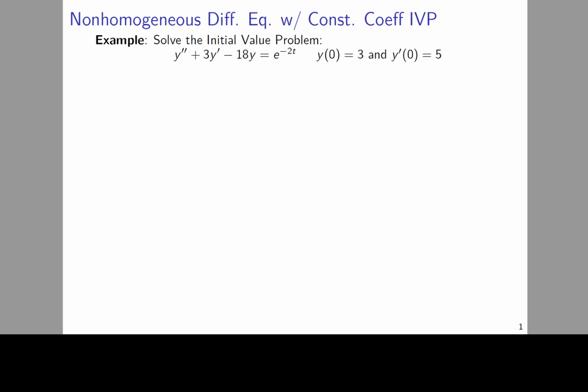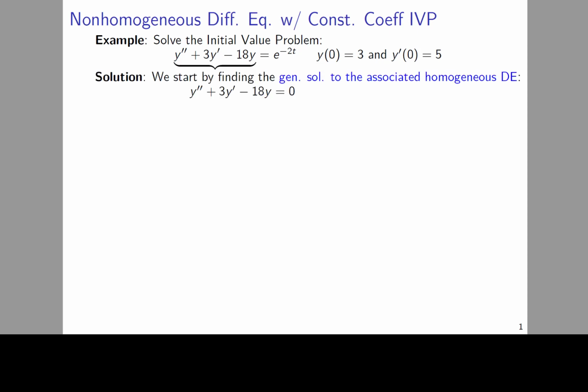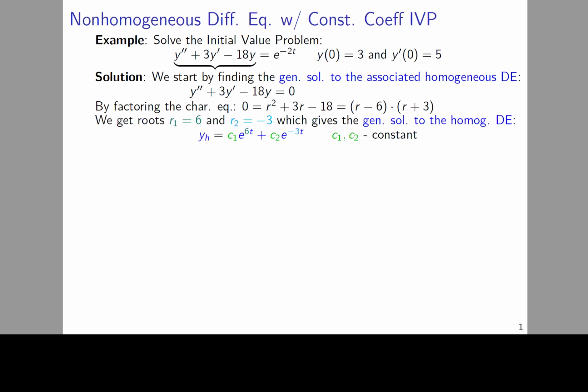Since this is a non-homogeneous differential equation, we'll start that process by finding the general solution to the associated homogeneous differential equation, which is y'' + 3y' - 18y = 0. By looking at the characteristic equation and factoring it, 0 = r^2 + 3r - 18, which factors as (r - 6)(r + 3), we can get the roots to be r1 = 6 and r2 = -3.